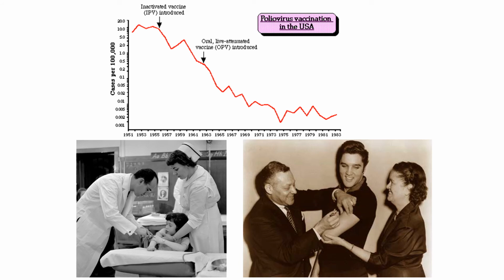Take a look at these numbers. Just plummeting. Cases per 100,000. We're going from hundreds of cases to basically 0 cases once we get to the 1980s, which is incredible to see a disease like that absolutely vanish, at least in the developed world.